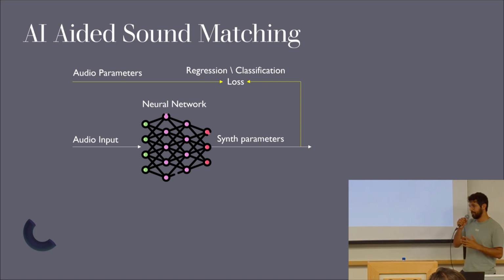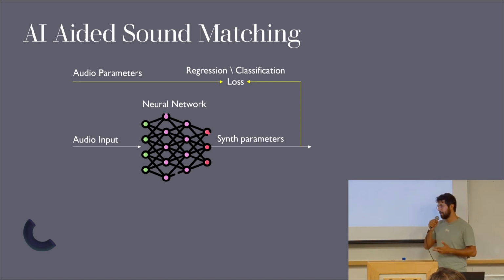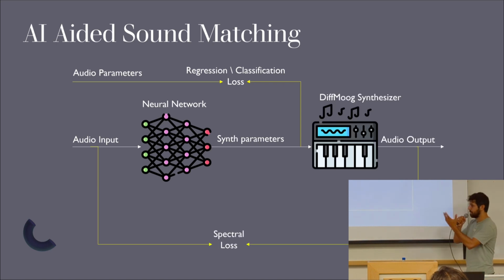But now we ask the question: we equalize over the parameters, but actually we want to get a better sound. Also, this method does not allow us to match a sound that is outside of our same synthesizer. We want every sound. So our system now looks like this, and this is the work. We build a synthesizer, the DiffMoog, and then we compute the loss on the spectral audio directly.